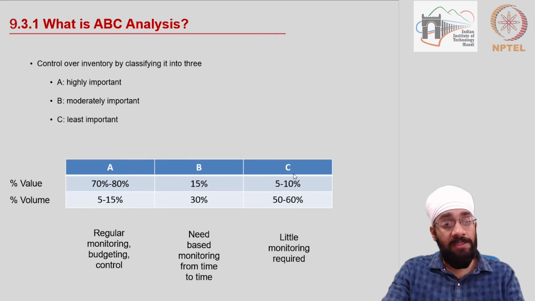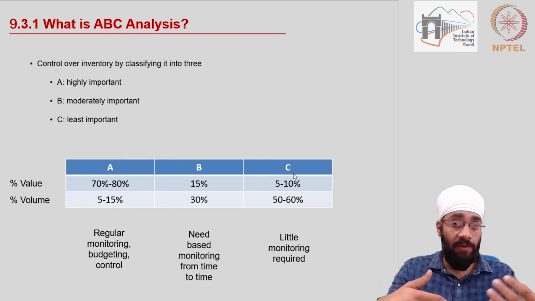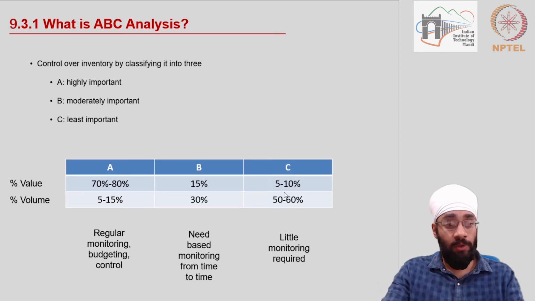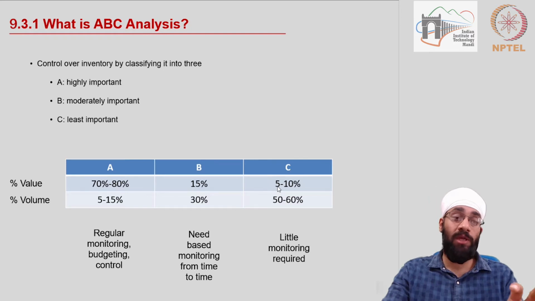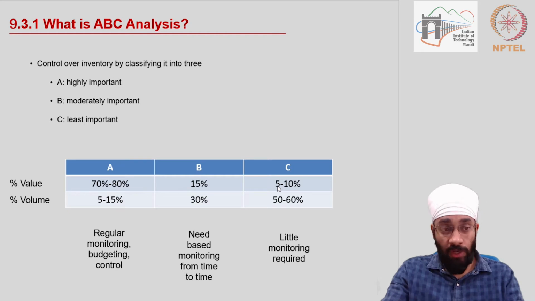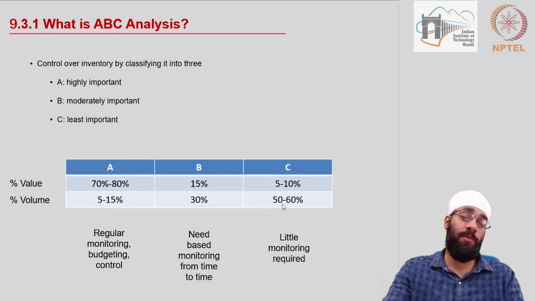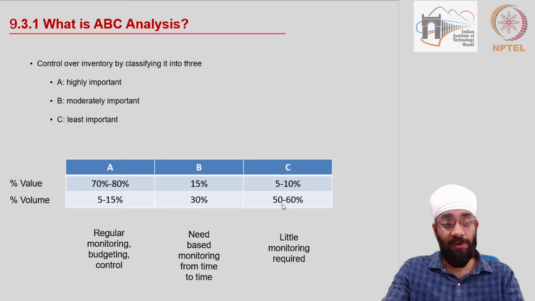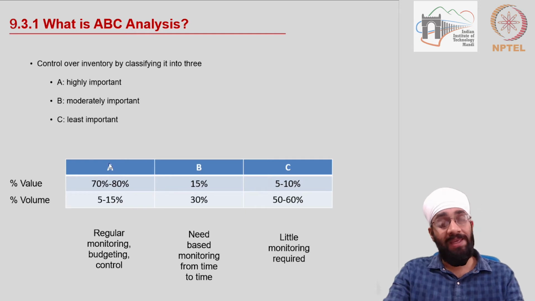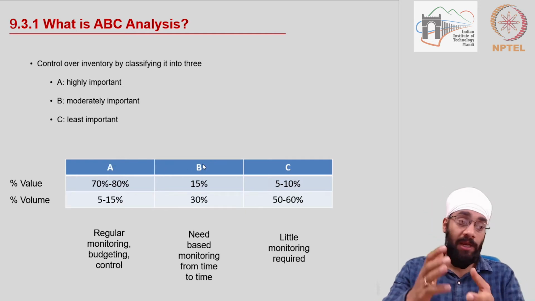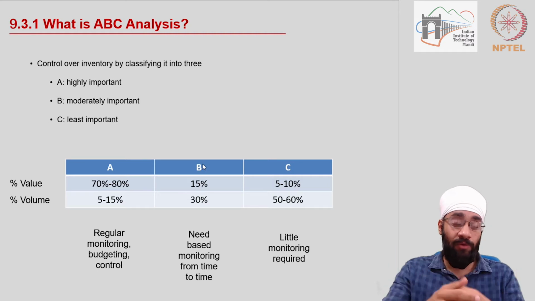Likewise, category C is going to have the opposite combination of value and volume. The stock items in category C are going to constitute only 5 to 10% of the total monetary value of the stock. However, they are going to constitute about 50 to 60% of the volume of the stock. So their per unit price is going to be typically lower compared to category A stock items. Category B is in the middle, moderate value, moderate volume.